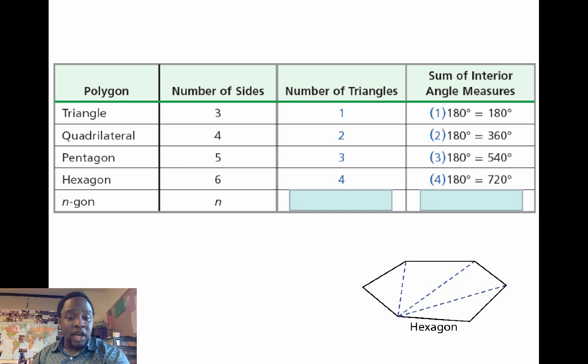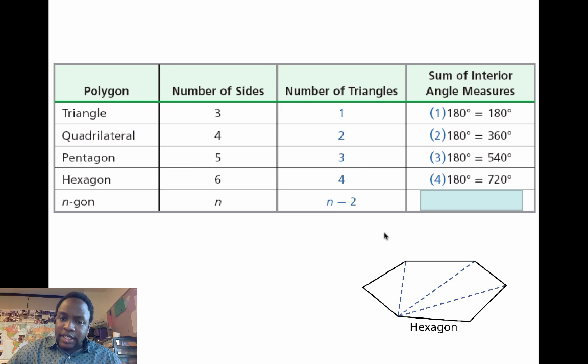Lastly, we have n-gon, so any number of sides. So what's the relationship between the number of sides and the number of triangles? Well, it's that there are always 2 less. If this is 3, 3 minus 2 is 1. 4 minus 2 is 2. 5 minus 2 is 3. 6 minus 2 is 4. So the number of triangles of an n-gon would be n minus 2.